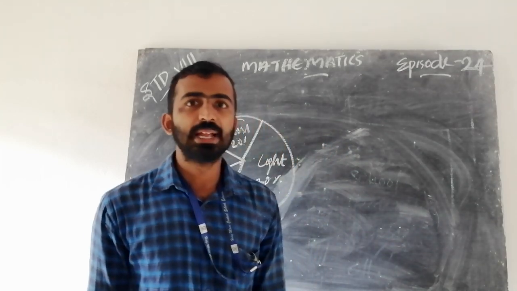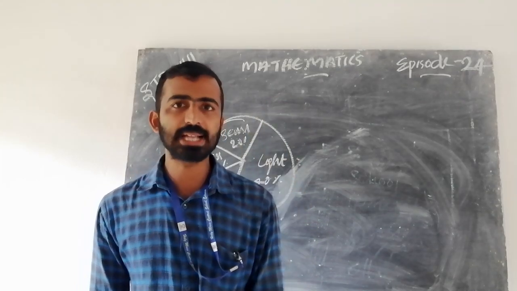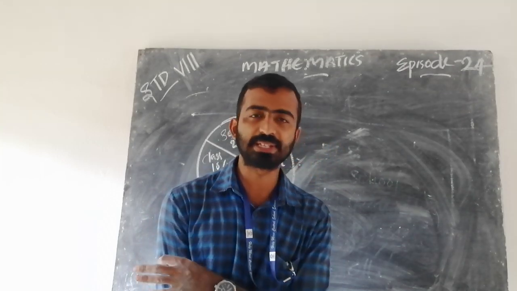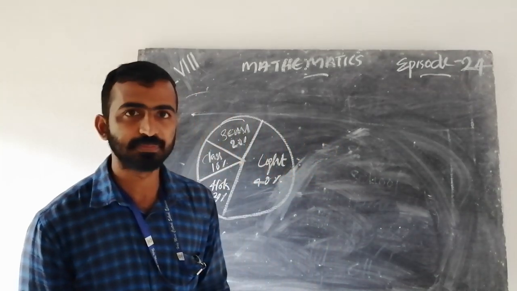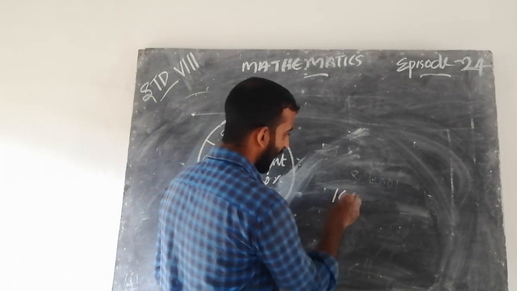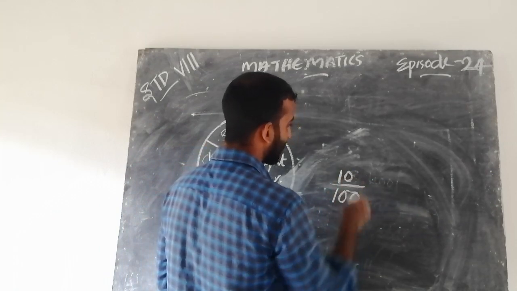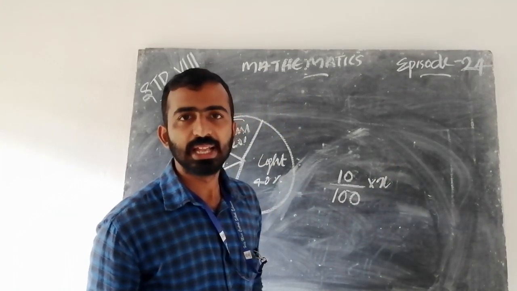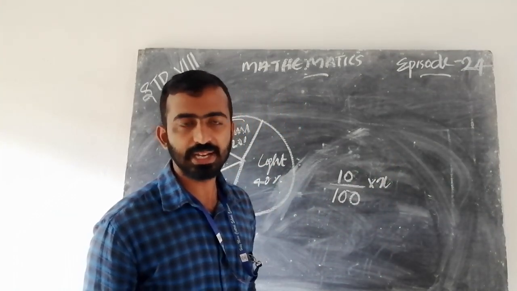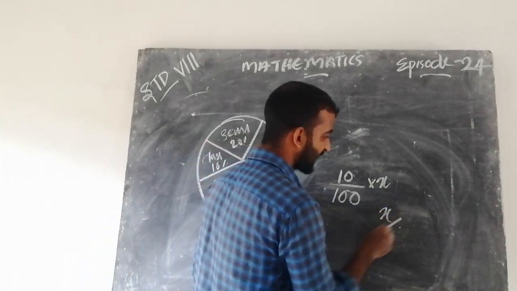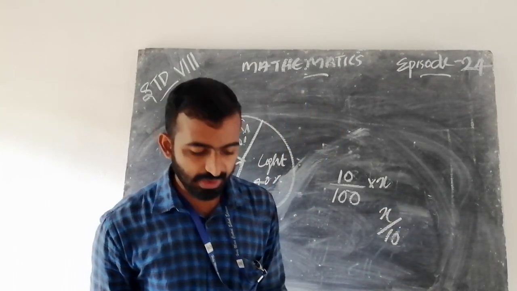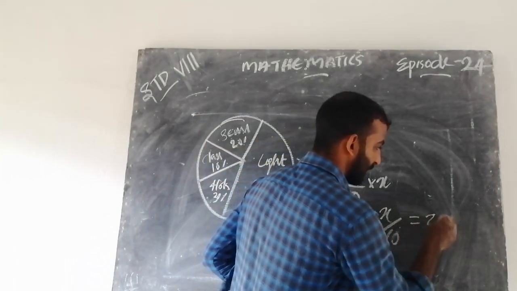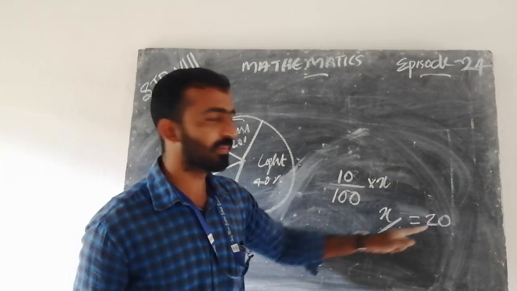When we take X as the number of young people surveyed, then we can write 10 by 100 into X. Is it right? Yes. That is X by 10. When we simplify, X by 10 is 20, according to the question we already studied.